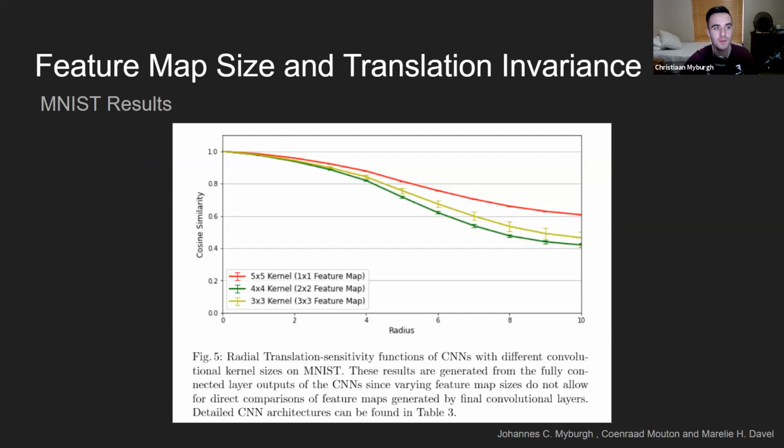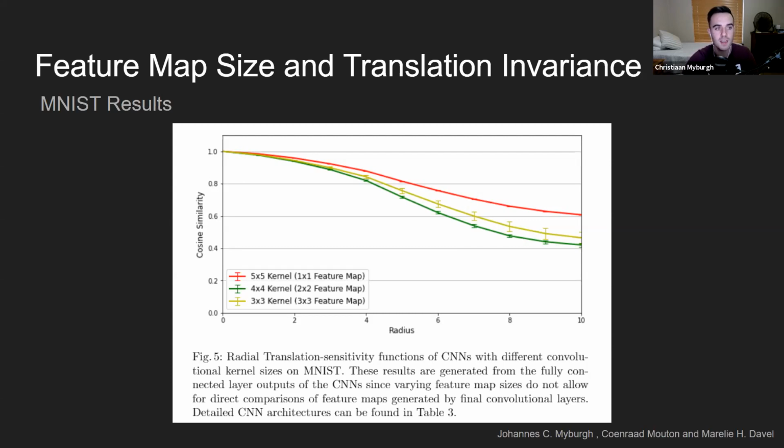Since our feature map sizes are not constant, we can't directly compare the convolutional layer outputs, so we can only compare outputs after the fully connected layers. As you can see, when we reduce the feature map size, it doesn't have much of an effect, except if we reduce the feature map size to 1 pixel, completely eliminating the possibility for movement. We can see a high jump in translation invariance if we reduce the feature map size to only 1 pixel.